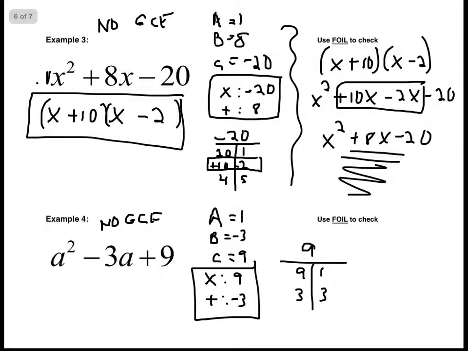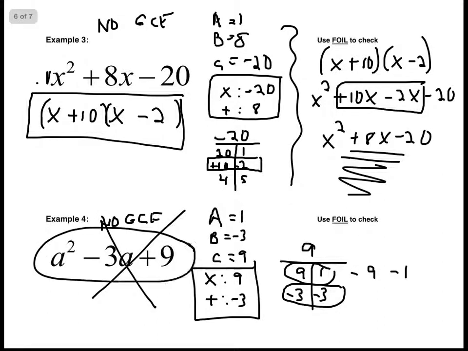So this one, it looks like there's no way I can get a negative 3, because both of these either have to be positive or negative. So I could either do negative 9 and negative 1. But if I add that together, I'd get negative 10. Here, 3 and 3 make 6, or if they're both negative, I would get negative 6. So this won't work at all. So this would be an example where we would use the quadratic formula.